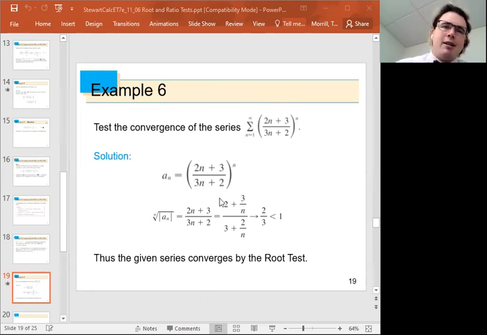I've got what is the limit then of 2n plus 3 all on 3n plus 2. Well, I can rewrite this as 2 plus 3 on n divided by 3 plus 2 on n. That's going to 2/3. So this series is convergent. All we had to do was use the root test.